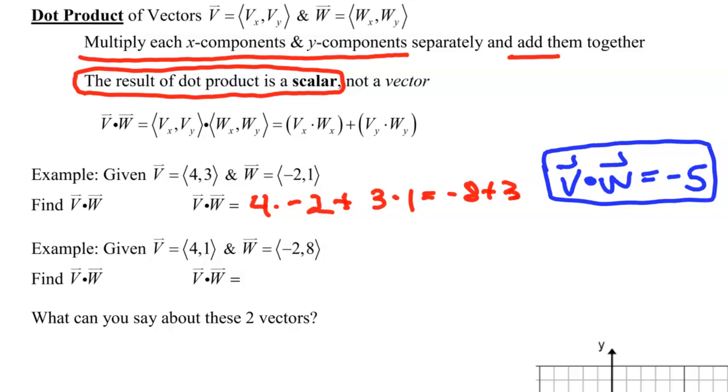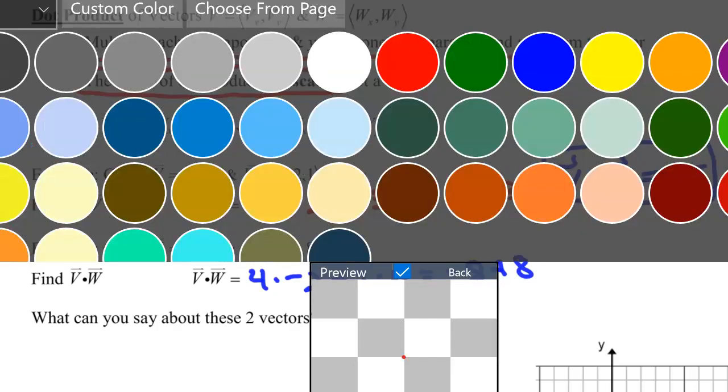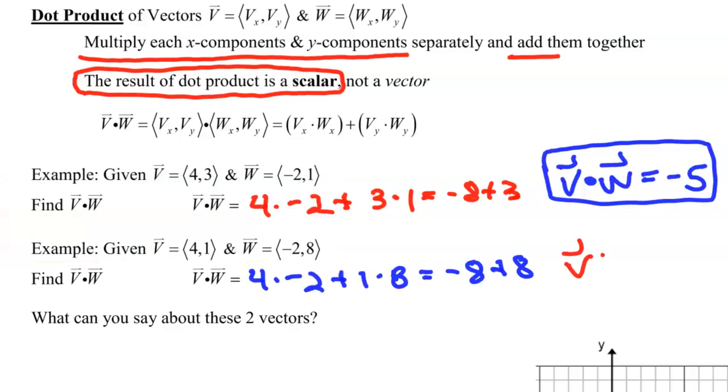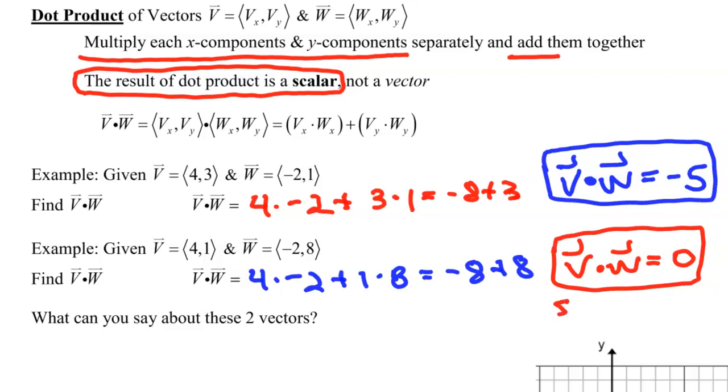Another example, 4, 1, dot negative 2, 8. So 4 times negative 2 plus 1 times 8. I get negative 8 plus 8. And I have v dot w is equal to 0. Seems like a special result to me. Let's look at why a dot product of 0 is special.